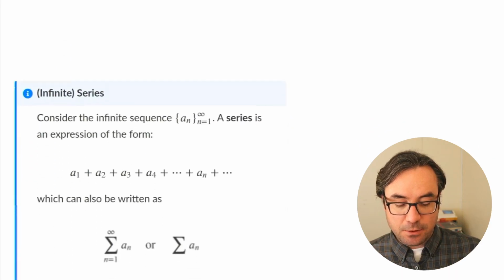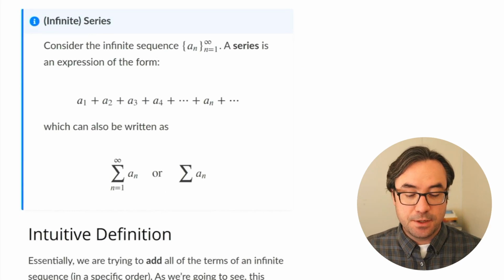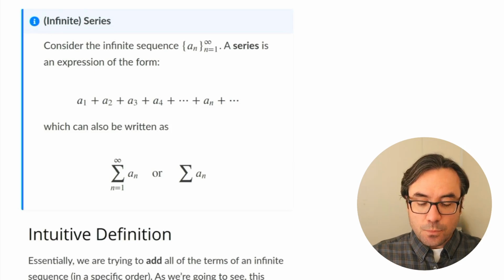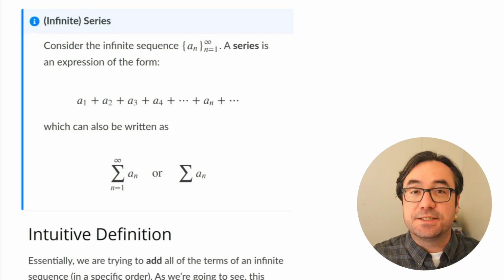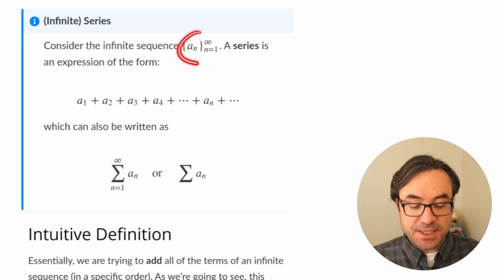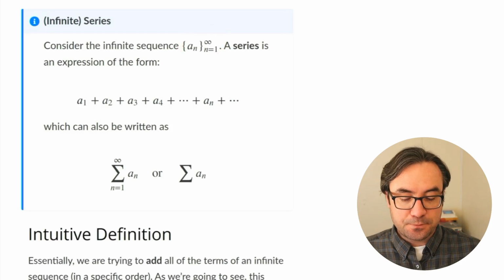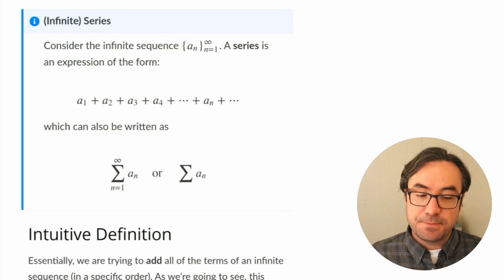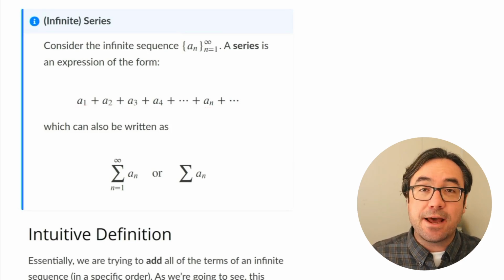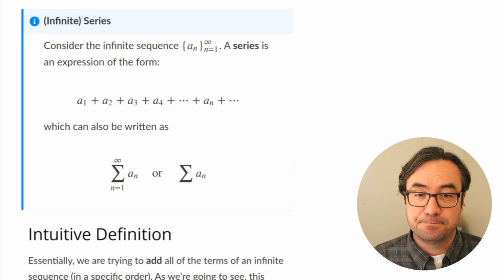So let's start by looking at essentially what we're going to be considering. A series, and sometimes we call this an infinite series. What an infinite series is, we have an infinite sequence. So we have some sequence, we have some list of terms, a sub n. And essentially what we do with a series is we take that list and we try to add all the terms together in the order of our list.